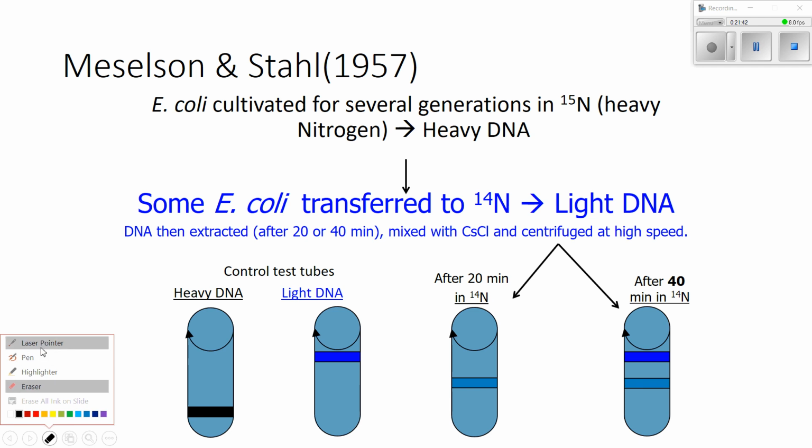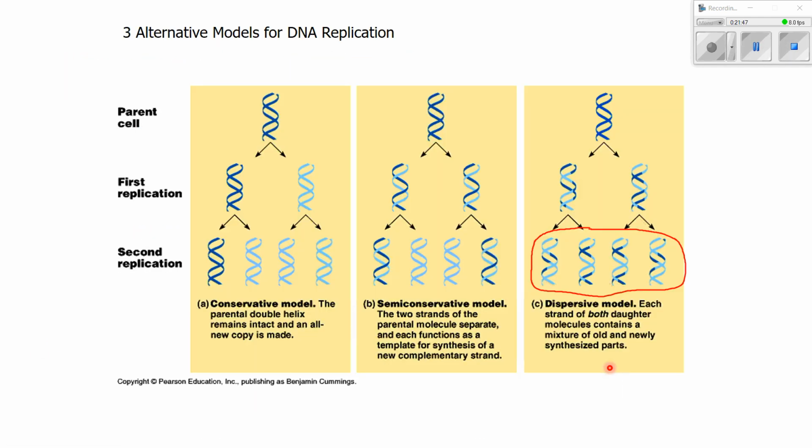Now, let's go back to the models. I know this is kind of aggravating, flopping around here. The reason they got a light band is because the semi-conservative model is right, and so half of the DNA, 2 out of the 4 DNA molecules, are now completely light. All of this DNA is going to go to the top. But the other 2 DNA molecules, this one and this one, are a 50-50 mix of heavy and light.